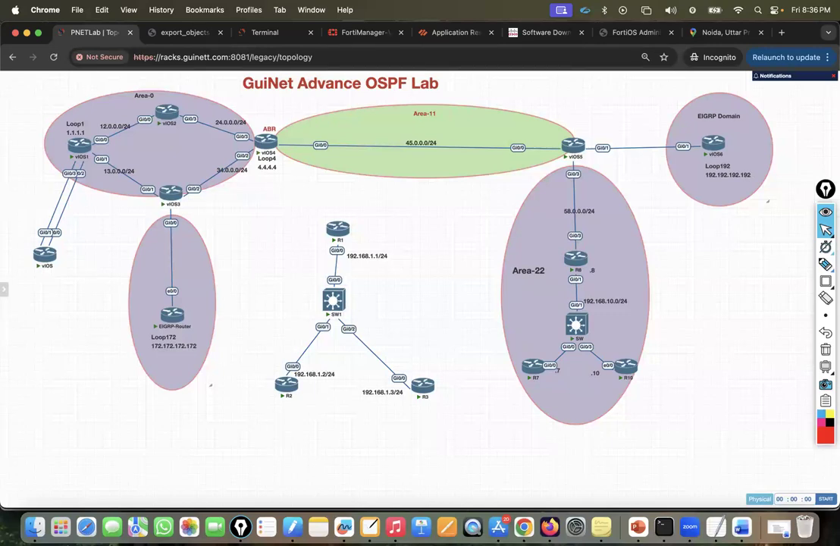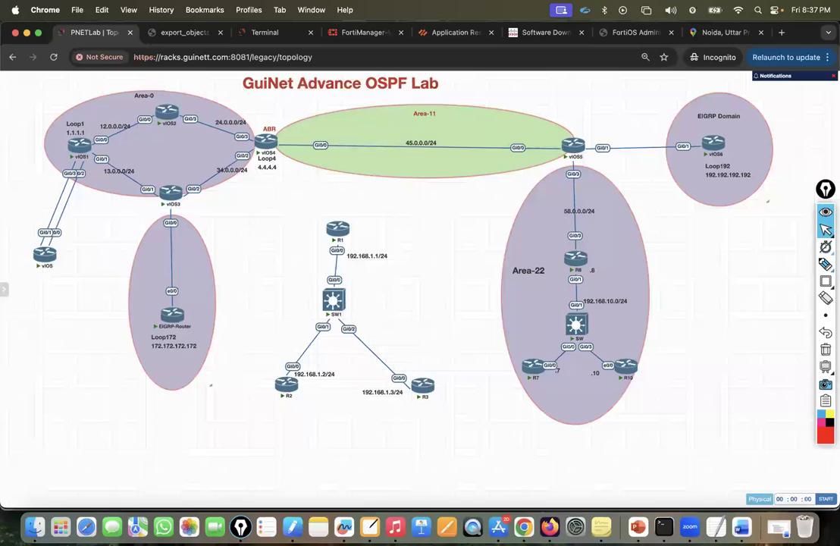It's not Cisco proprietary, so it can be used by any vendor. Whether it's Juniper, Versa, Cisco, Huawei, Nokia, whatever router you have, every router can use the OSPF protocol, unlike EIGRP.